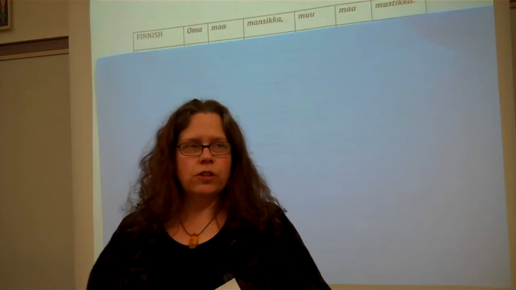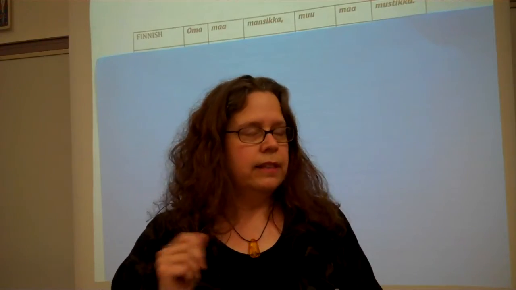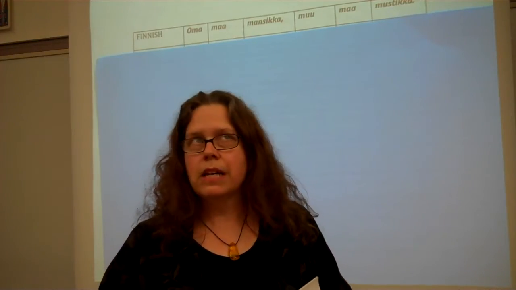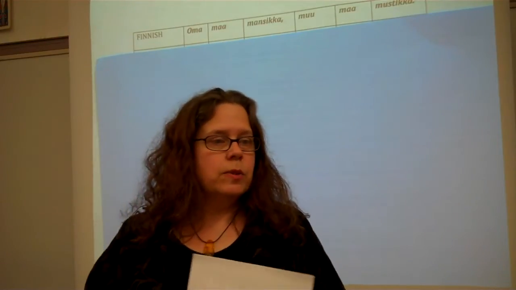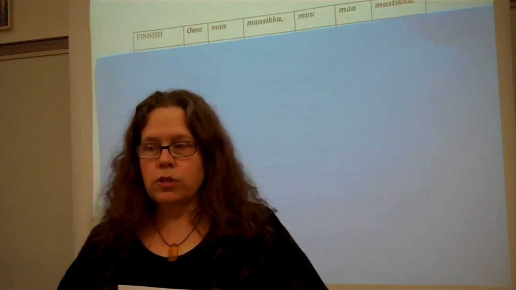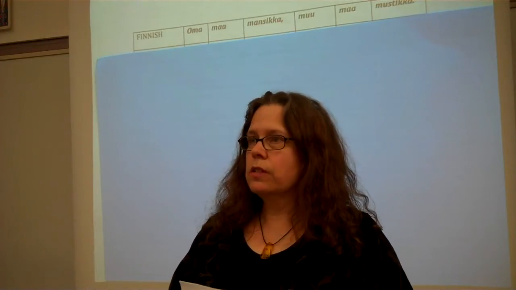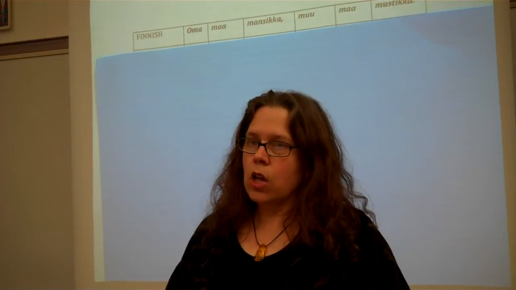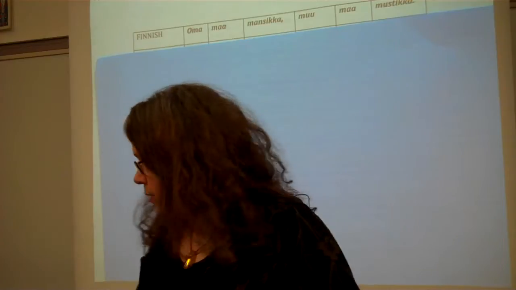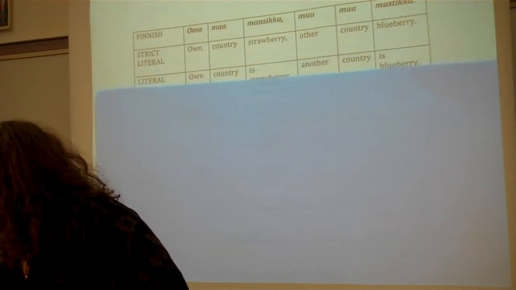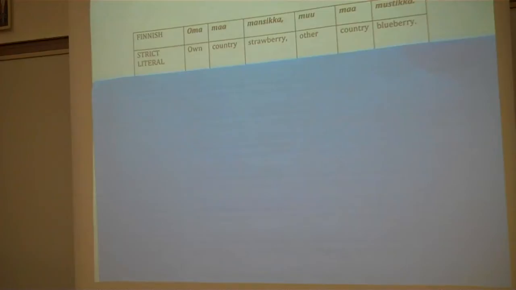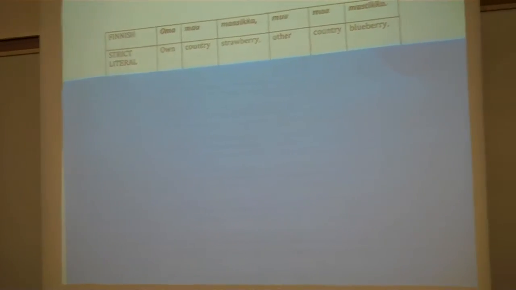So the very first legal translation that we still have is a treaty between the Egyptians and the Hittites from about 1250 BC. And this was done in a strict literal approach. And several centuries later, when we have Justinian, whom I mentioned, working on translating his code of law from Latin to Greek, a strict literal approach was also used there. And let me show you what that looks like. And this would be: Own country strawberry, other country blueberry. Hopefully you can see that.